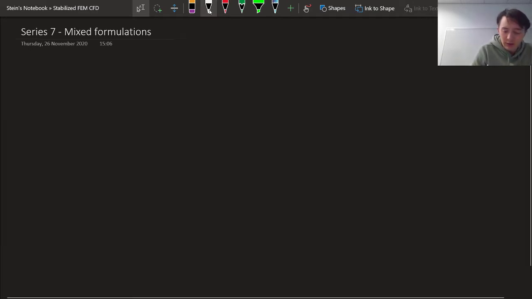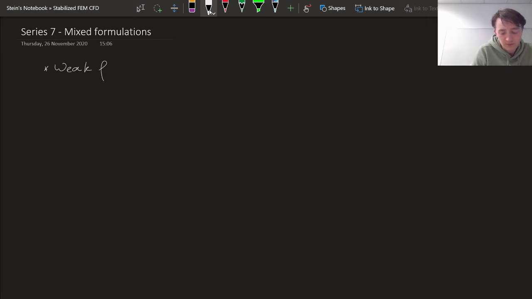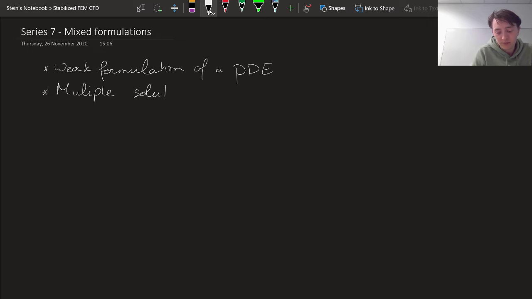And typically, if we talk about a mixed method, then it means that we're talking about a weak formulation of a partial differential equation. And not just any weak formulation of a PDE, but we typically have multiple solution fields. Right, so for Stokes, again, as a typical example, there will be the velocity field and the pressure field.